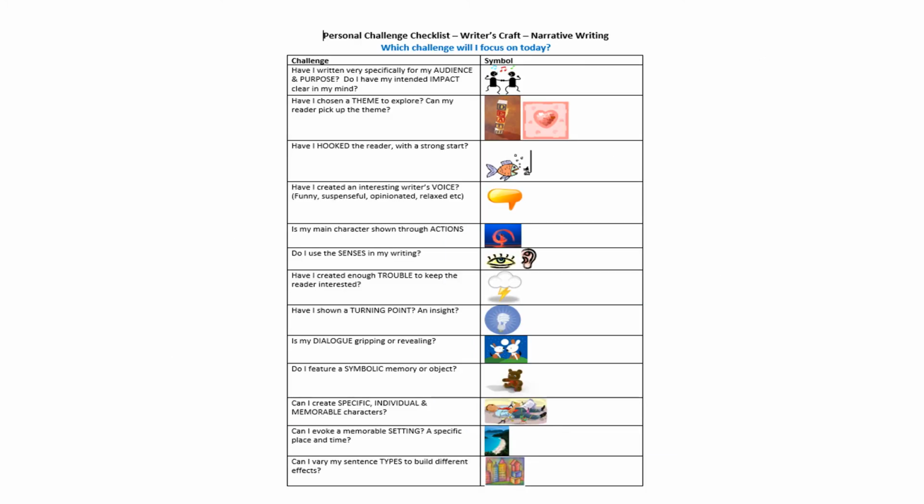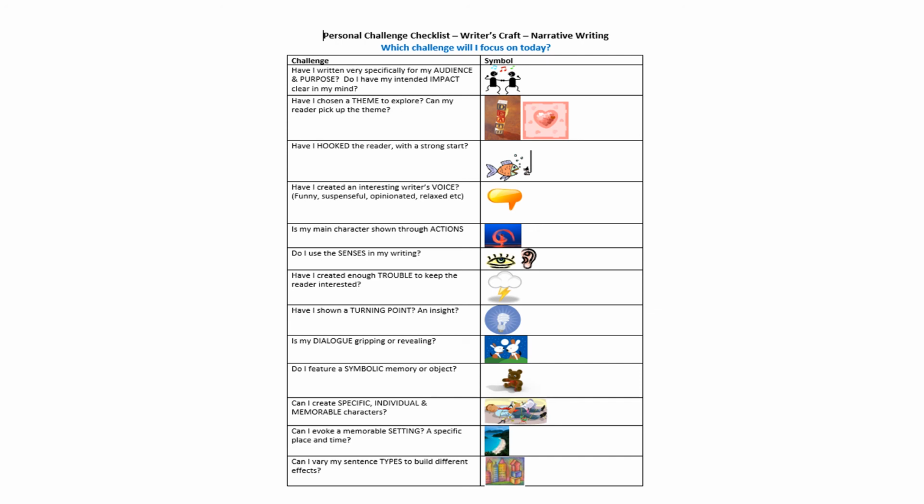Now here's a personal challenge checklist that comes with these resources. And this is where a writer thinks to themselves, okay, I'm just going to challenge myself today to push myself with one aspect of my writing. So for example, here I've got about halfway down the challenge checklist, have I used the senses in my writing? And that really means, have you shown what your main character saw, heard, and felt in their body as a scene was brewing up?